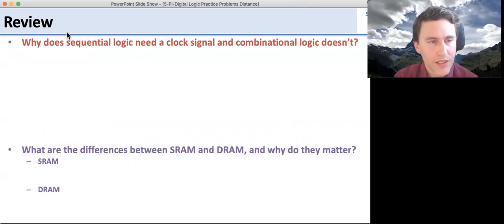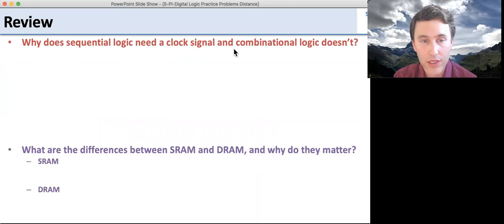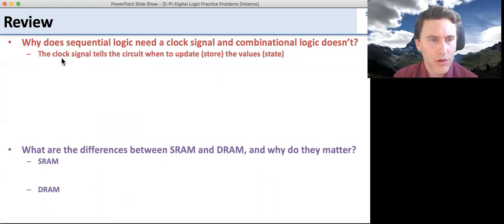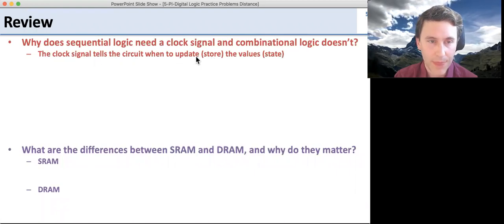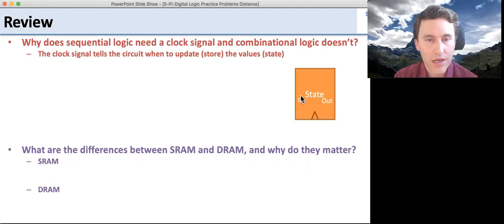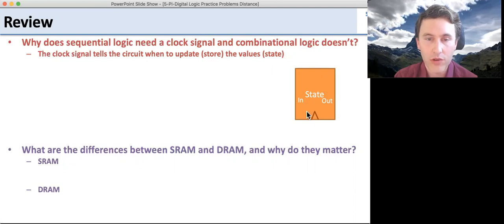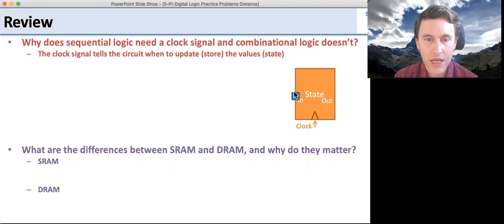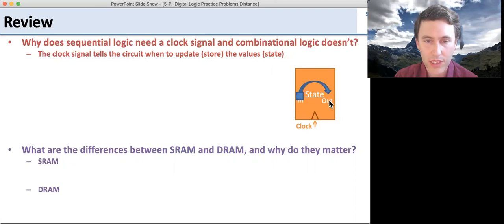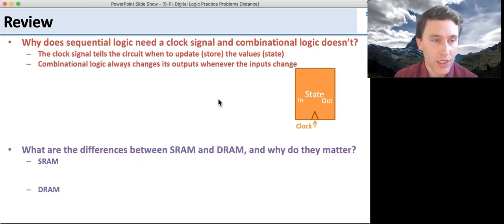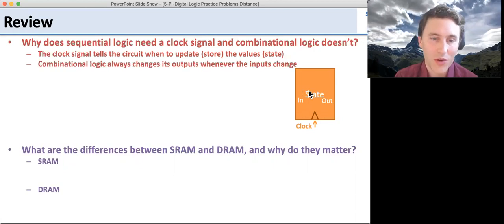Okay, so first question, why does sequential logic need a clock signal and combinational logic doesn't? Well, let's take a look at what they do. In sequential logic, the clock signal tells the circuit when to update, that is, store the values or the state. Remember, we have this picture, we have this memory or this flip-flop or this latch, which stores something in it, has an input and output and a clock signal. And when the clock signal comes in, it takes whatever's on the input and it stores it so that it goes to the output. So that's what the sequential logic does.